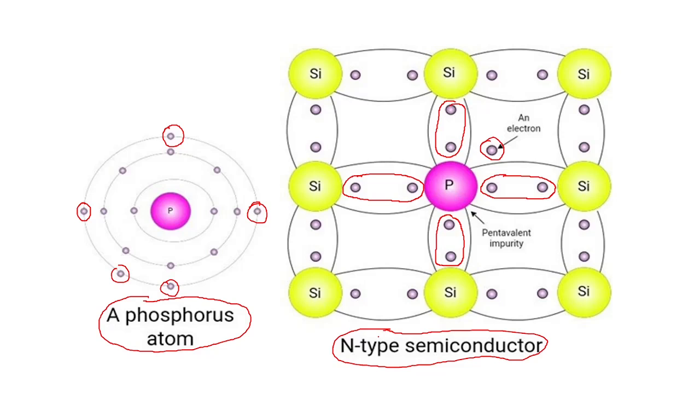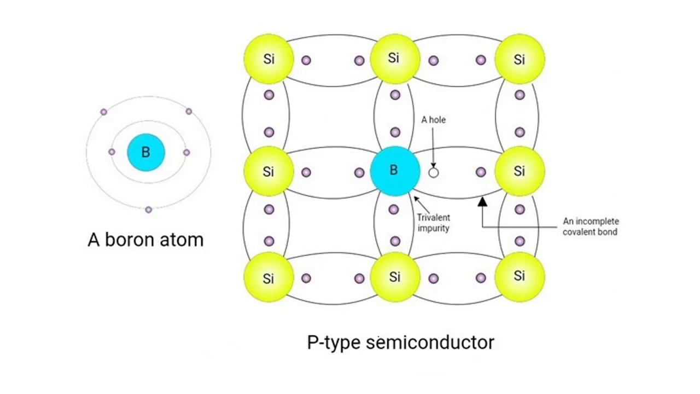So it is called an N-type semiconductor. Similarly, if you see the concept of forming a p-type semiconductor, here we will take a dopant which is trivalent in nature. So here you can see we will take a boron atom. Boron atom will have 3 valence electrons. In its outermost orbit we have 3 electrons. This is 1, this is 2, and this is 3.